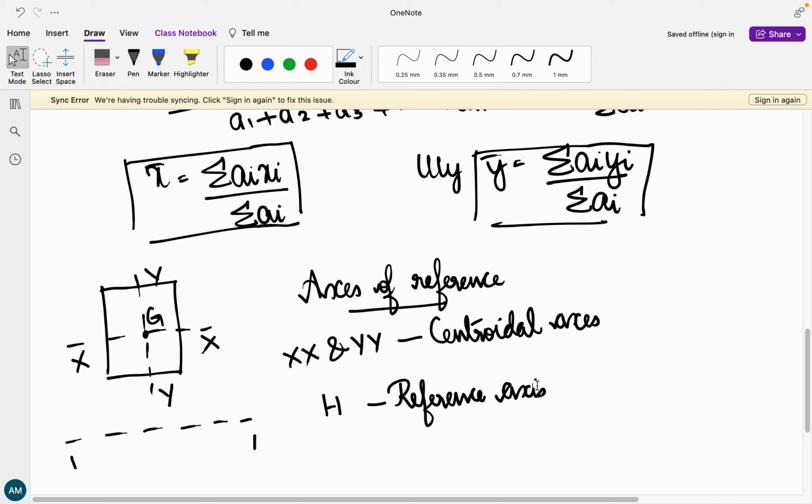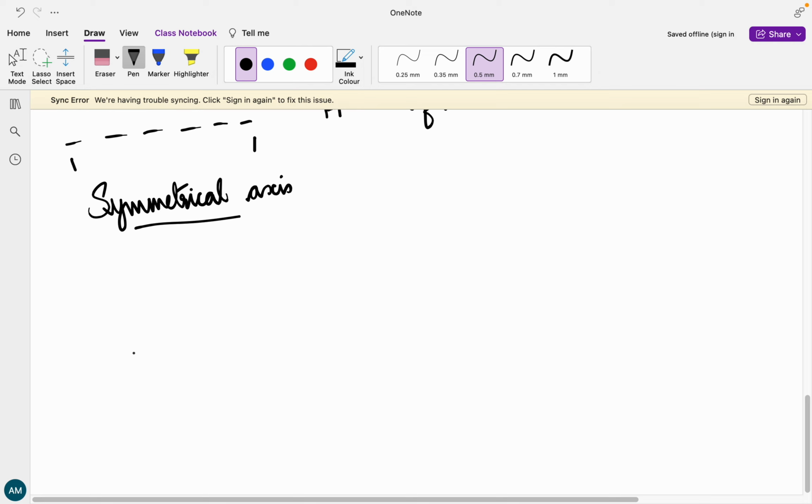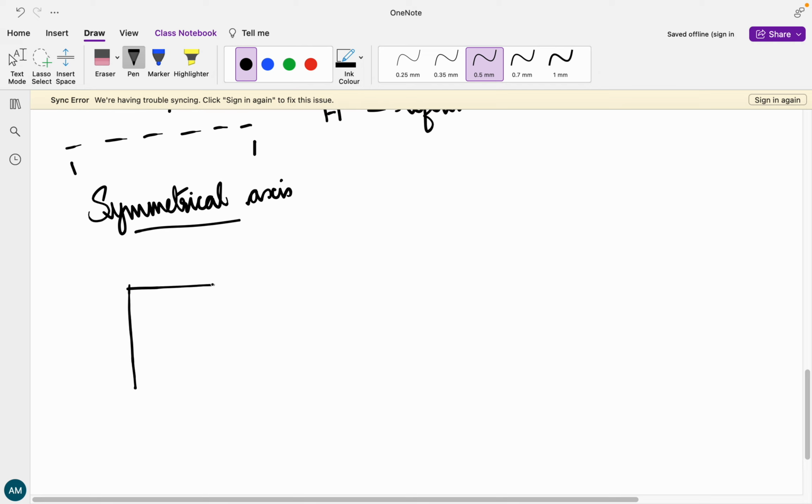Okay. Now let us talk about symmetrical axes. We are going to be faced with certain types of symmetrical objects. So the topic is symmetrical axis. Under this symmetrical axis, now say for example, I'm going to consider a rectangle like this, and then obviously the centroid is going to be at the center of this given body. Let me call this XX, and let me call this YY. Here is the centroid G.